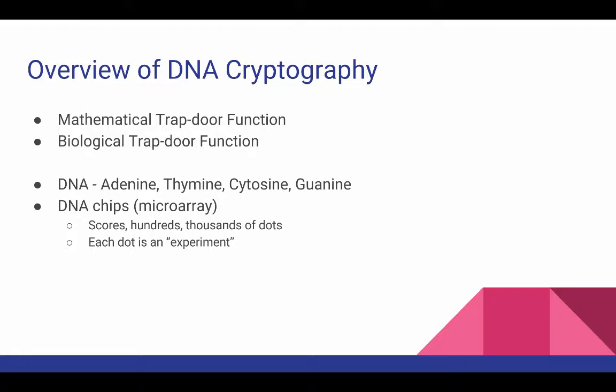DNA, of course, is the four chemicals you're all familiar with, and a DNA chip or a microarray has some variable number, scores up to thousands, of different dots. Each dot is an experiment with some kind of probe which things will bind to. Usually DNA, sometimes also other things, proteins and whatnot.